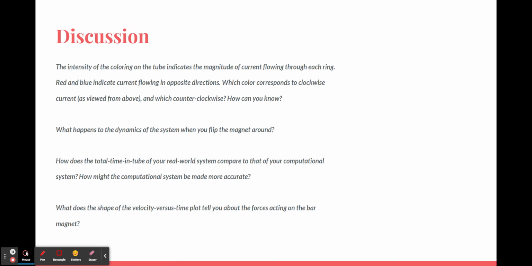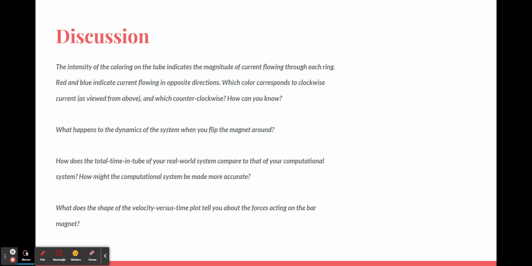So the intensity of coloring on the tube indicates the magnitude of current flowing through each ring. Red and blue indicate current flowing in opposite directions. So which color correlates to clockwise and counterclockwise current? Well, red corresponds to counterclockwise, and blue corresponds to clockwise. Now this is known using Lenz's law. What happens to the dynamics of the system when you flip the magnet around? Well, nothing will happen. The direction of the current will flip, and that's all.